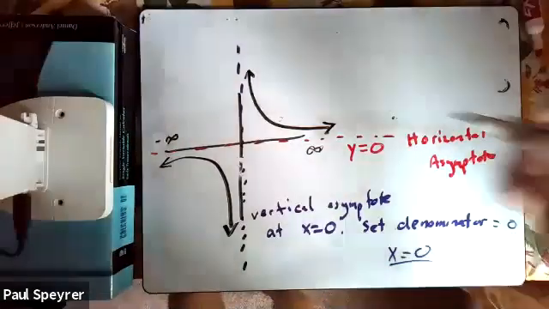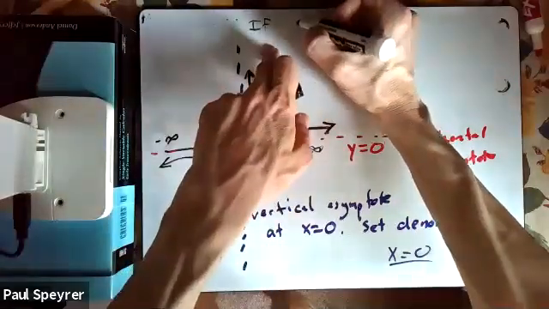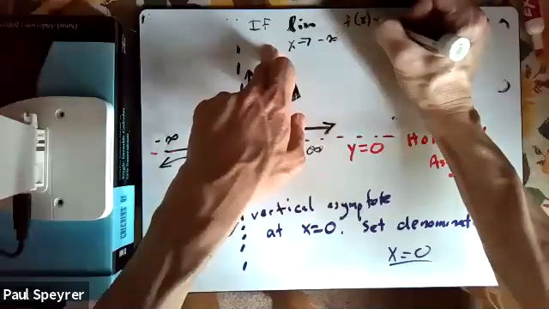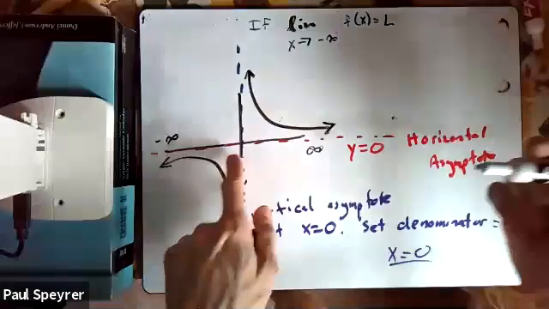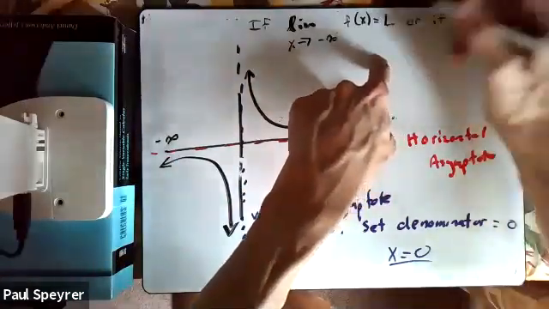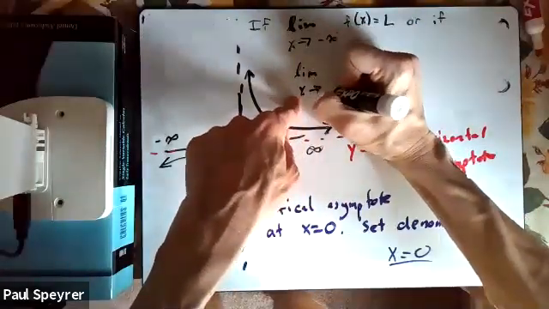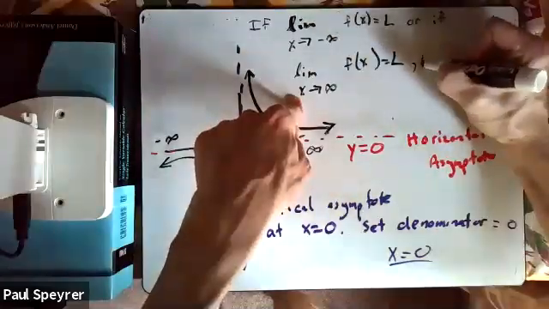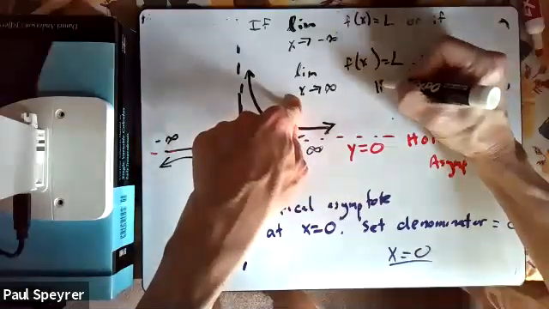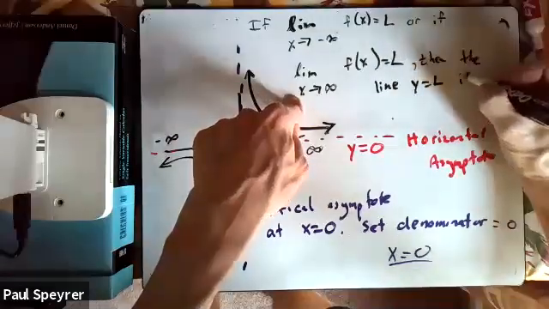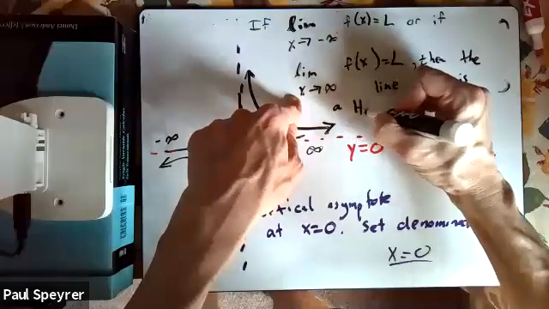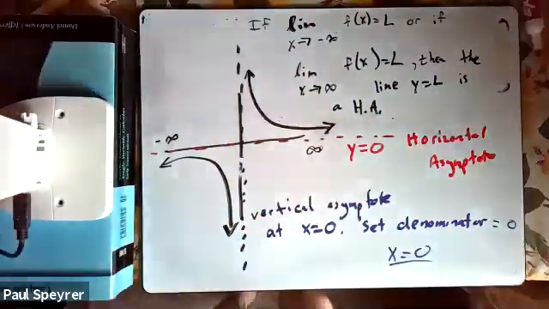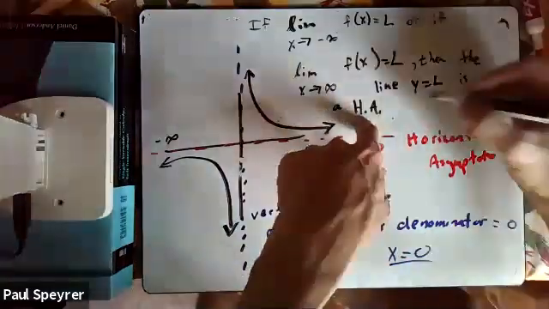So if the limit as x approaches negative infinity of f of x equals some value L, like in this case it was 0 when we went off to the left side, or if the limit as x approaches positive infinity of f of x equals some limit L, then the line y equals L is a horizontal asymptote. I'm going to write HA, which just means horizontal asymptote. If I write VA, that means vertical asymptote. It is a horizontal asymptote of the graph.